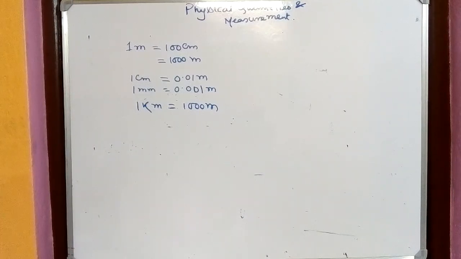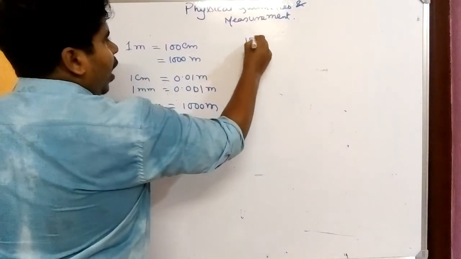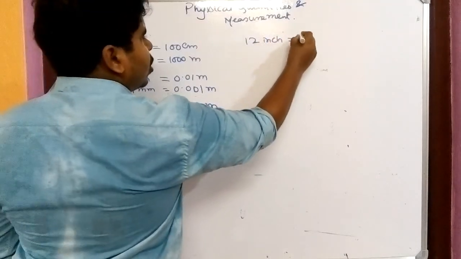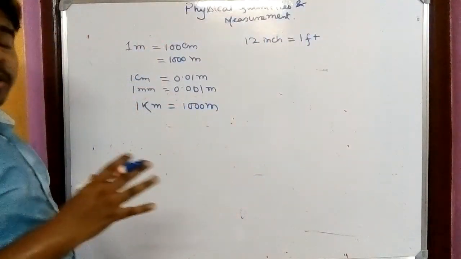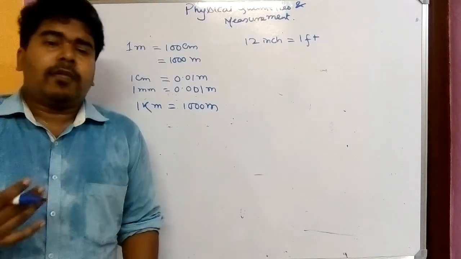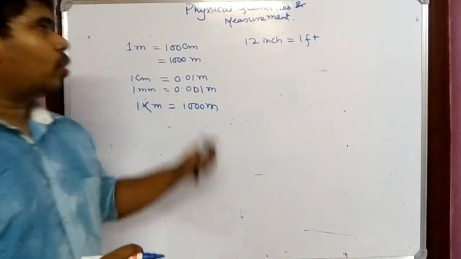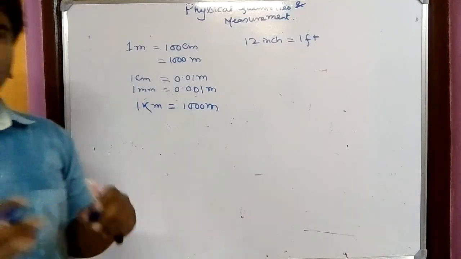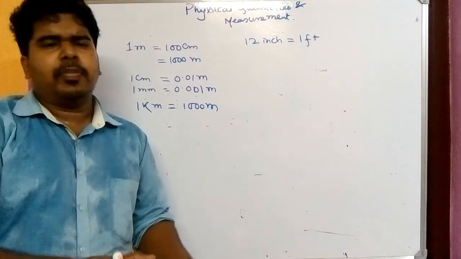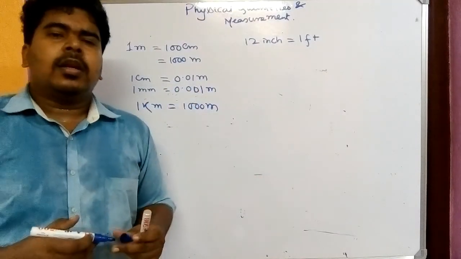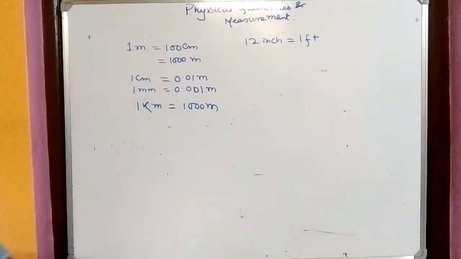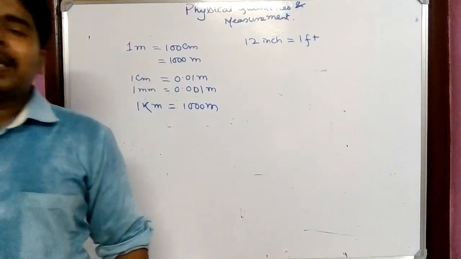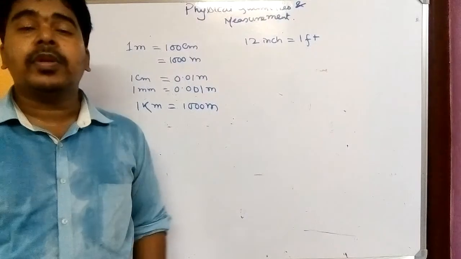But apart from this, we have to learn a little bit more, just like 12 inch is equal to 1 feet. Feet we have already learned is a unit of length in the FPS system. So 1 feet equals 12 inch. So inch is also a unit of length, but it is not part of any system like CGS, FPS, MKS or SI. Now you might be asking, sir, why do we have to learn this unit inch?